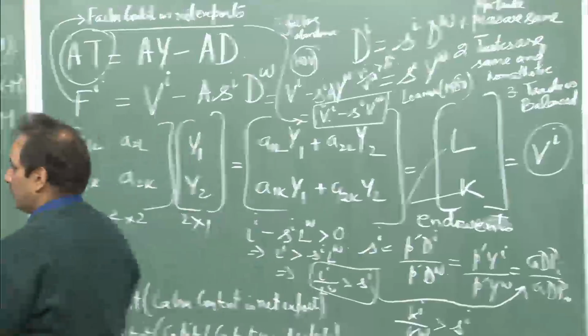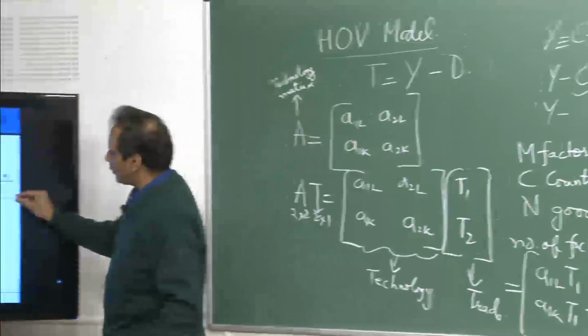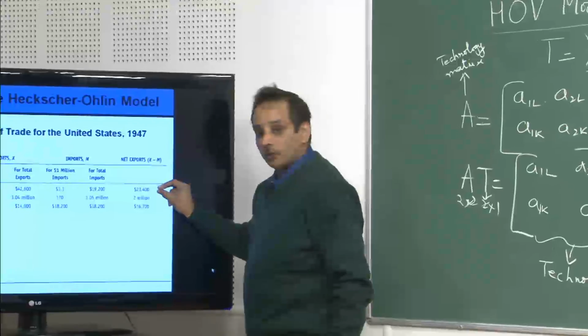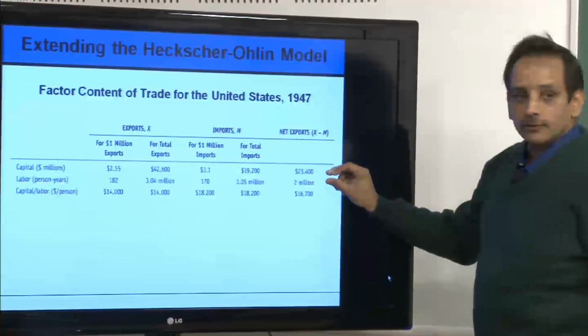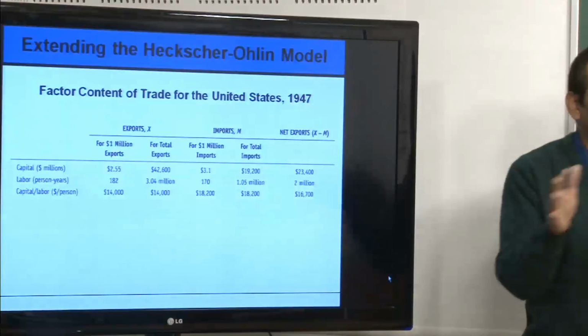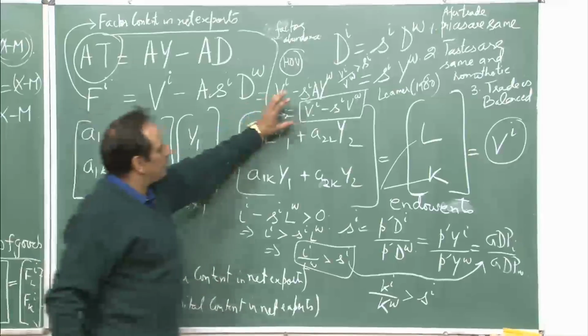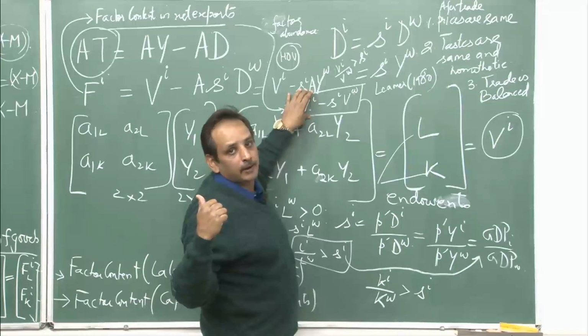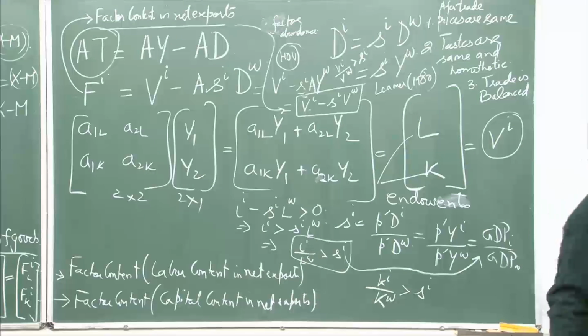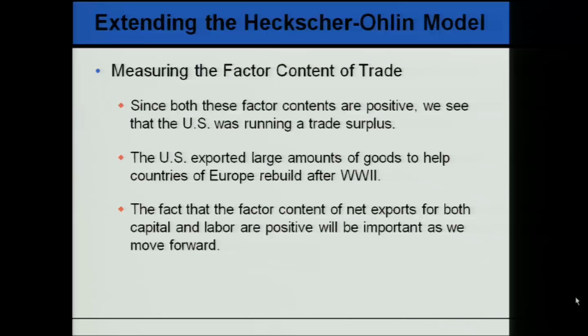So, from this table what comes out is that the factor content of capital in net exports is positive, and the labor content in the net exports is positive. Now, that is the left side. The right side is this, that we need to see whether the US has labor abundance or capital abundance. Since both these factor contents are positive, we see that the US was running a trade surplus. When the factor contents are positive, naturally you would tend to export capital intensive and labor intensive products.